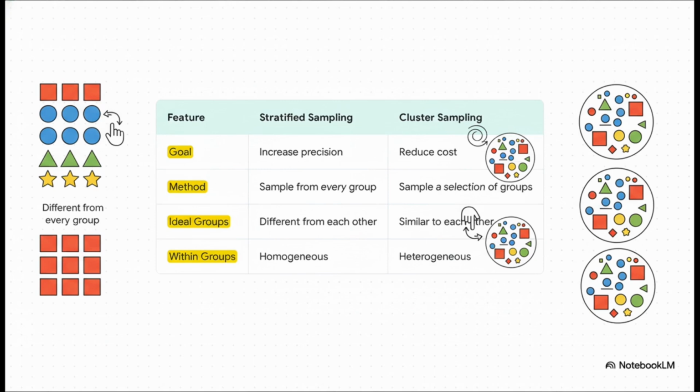But here's the trickiest part, the ideal group makeup. For stratified sampling to work its magic, you want your groups, your strata, to be as different from each other as possible. But within each group, you want people to be very similar, or homogeneous. For cluster sampling, it's the complete reverse. Ideally, you want all your clusters to look pretty much the same as each other, with each one acting like a mini representation of the whole population. And that means within each cluster, you'd want as much diversity as possible. Of course, reality is messy, and clusters are rarely that perfect, and that's exactly where the imprecision comes from.